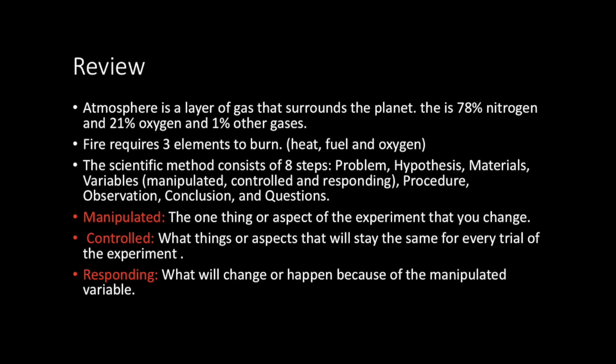We learned that the 3 variables are the manipulated variable, the one thing or aspect in the experiment that you can change, the controlled variable, what things or aspects will stay the same for every trial of the experiment, and the responding variable, which is what will change or happen because of the manipulated variable.